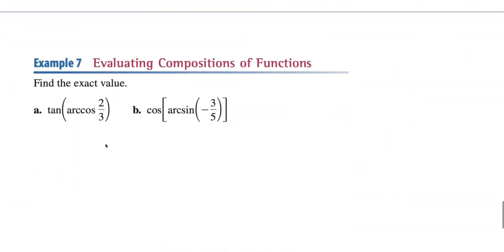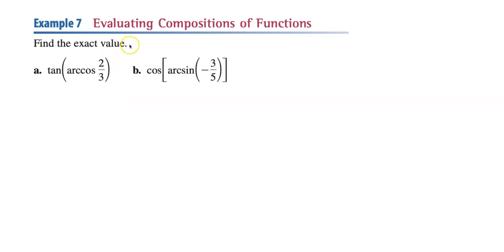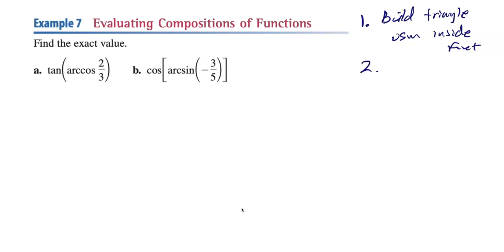Okay. Find the exact value. This is actually one of my favorite questions in the world. For these, they just want you to figure out what tan of this arc cosine is. The way you do it is you build a triangle using the inside function, and then you evaluate the outside function. And that's it. I like these because they look hard, but they're actually really easy.